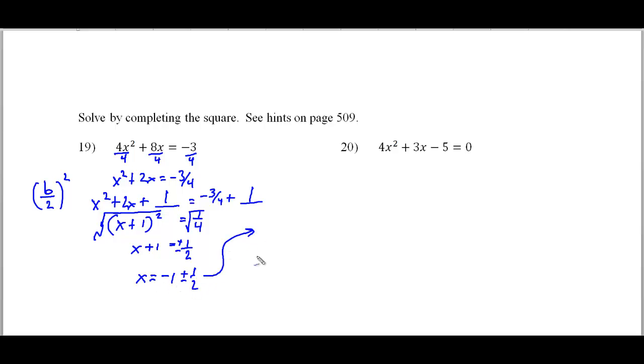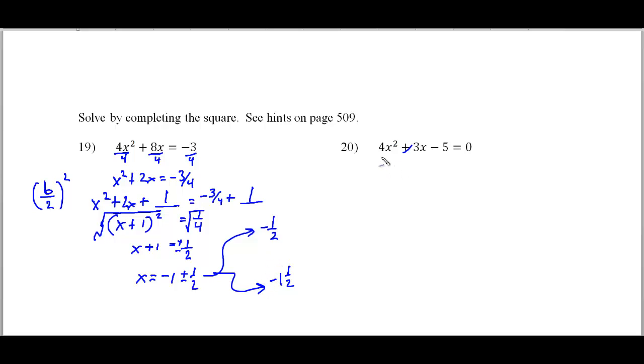This gives us two answers to the problem, and these two answers give us this. Negative 1 plus 1/2 is going to be negative 1/2. Negative 1 minus 1/2, or the second way, is going to be negative 3/2, or negative 1 and 1/2. These are the two answers to our problem, and by completing the square, we have figured it out.